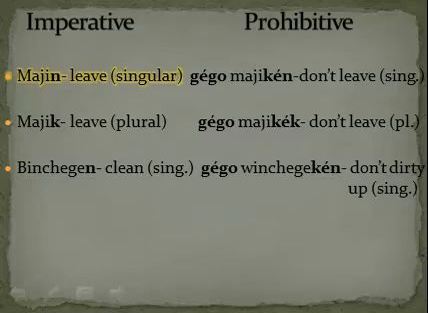Okay, the imperative. Majin, telling one person to leave. Majik, telling a bunch of people to leave. So you just add the in to say singular or the k to indicate plural. With the verb binchigan, clean, you say binchigan to indicate one person. The prohibitive, you put gago on there and you put can or kak. So gago majican, don't leave. Gago majikak, don't you all leave. Or with another one, gago winchigacan, don't dirty it up, singular.